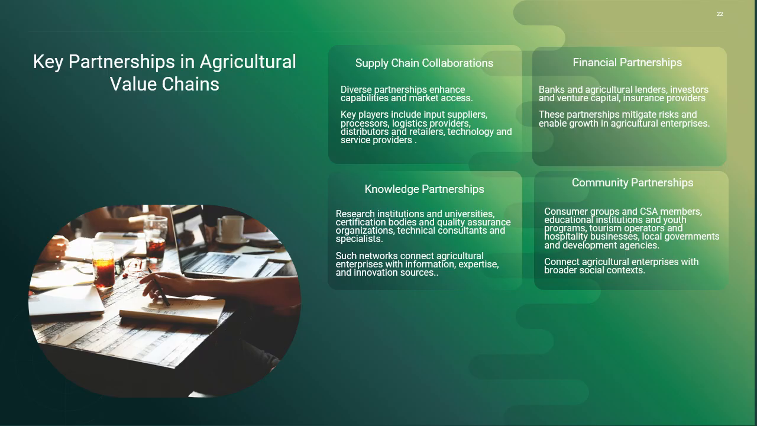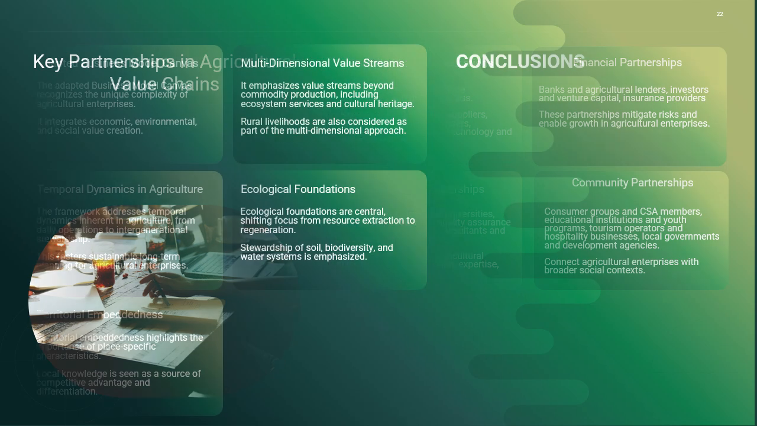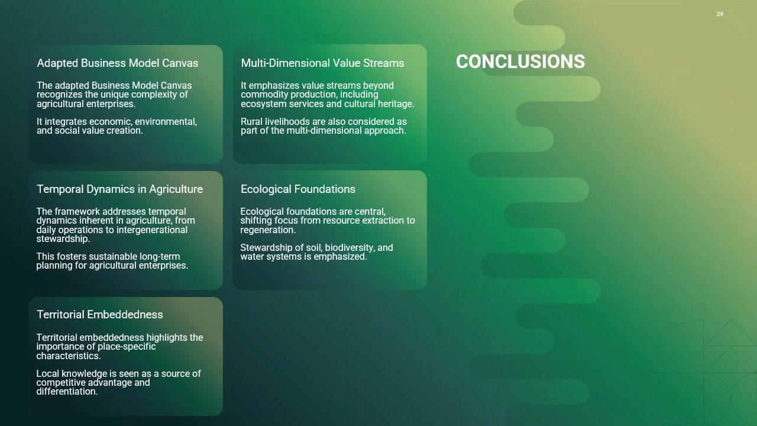Local governments and development agencies provide institutional support and regional coordination. These partnerships strengthen social license, build market relationships, and contribute to rural community development. As we conclude this module, let's reflect on the key insights about adapting the business model canvas for agricultural contexts.